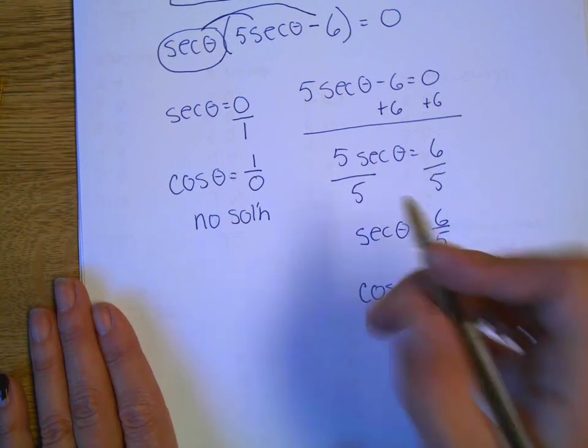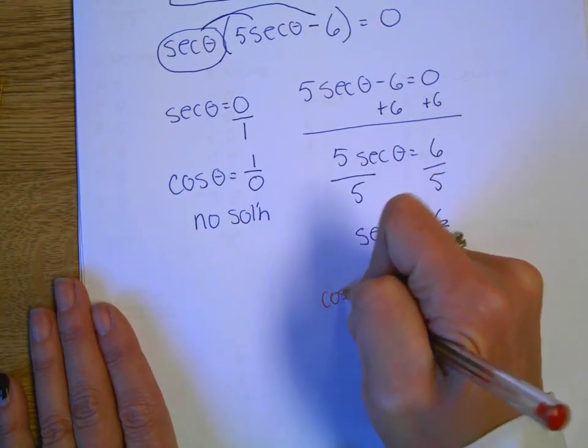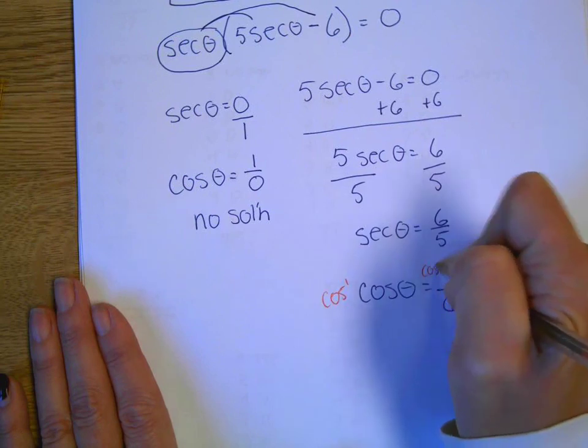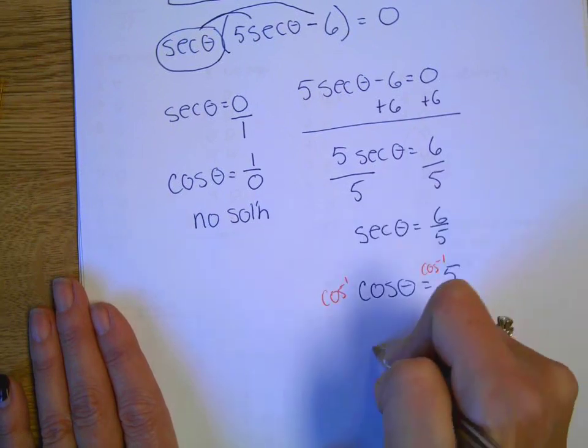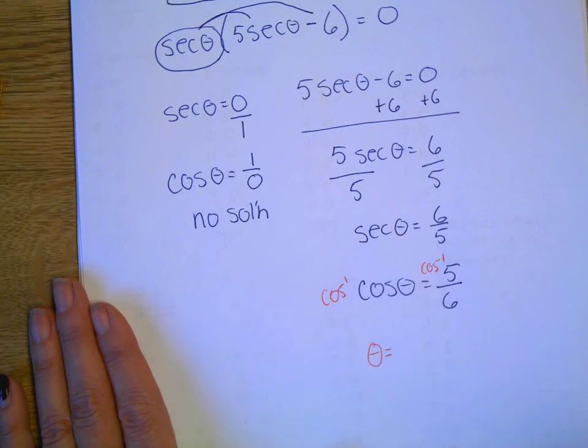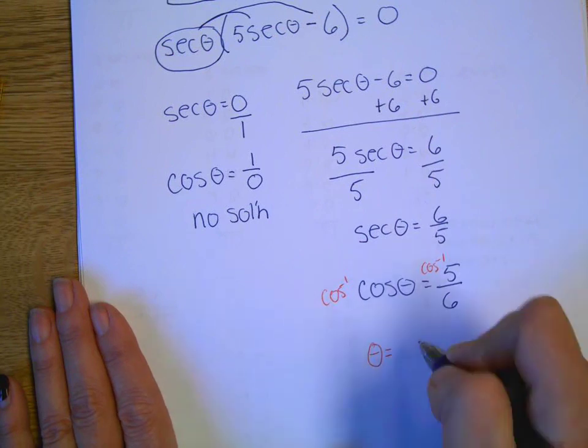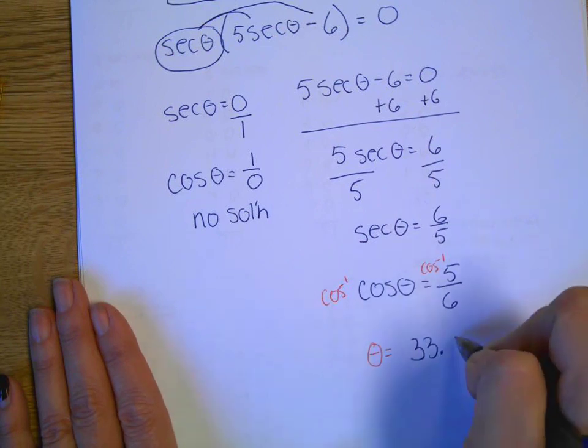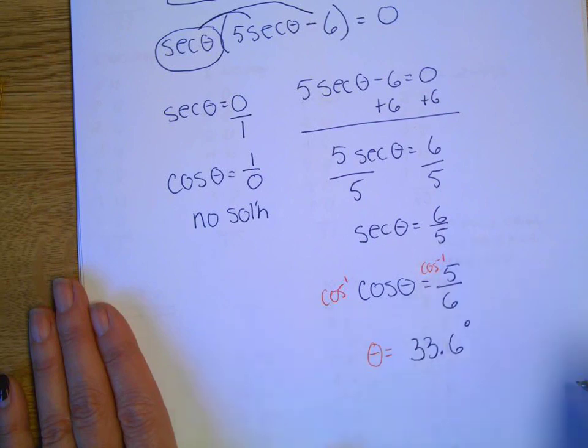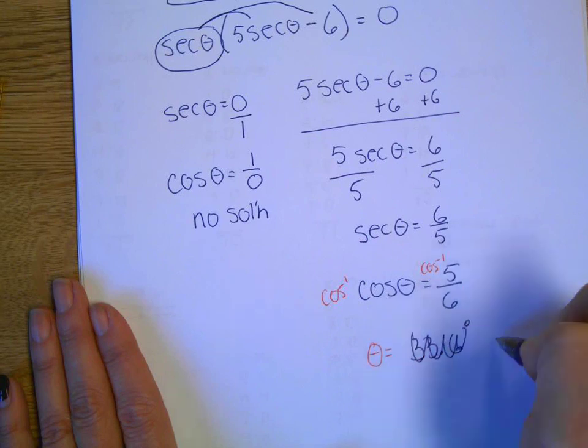Inverse cosine of 5/6. Do the inverse cosine on both sides. They're not always on there, but you've got to check. Inverse cosine of 5/6. I got 33.56, approximate. So we'll go 33.6 degrees. I just want to go with 34 to keep it simple. Let's go 34 to keep our life simple.